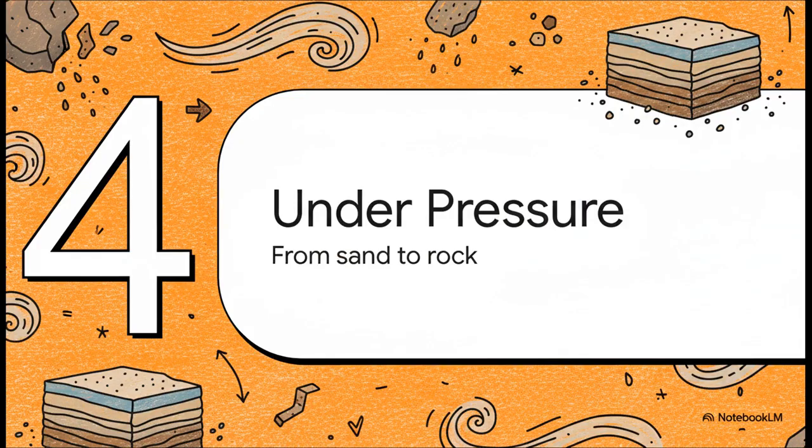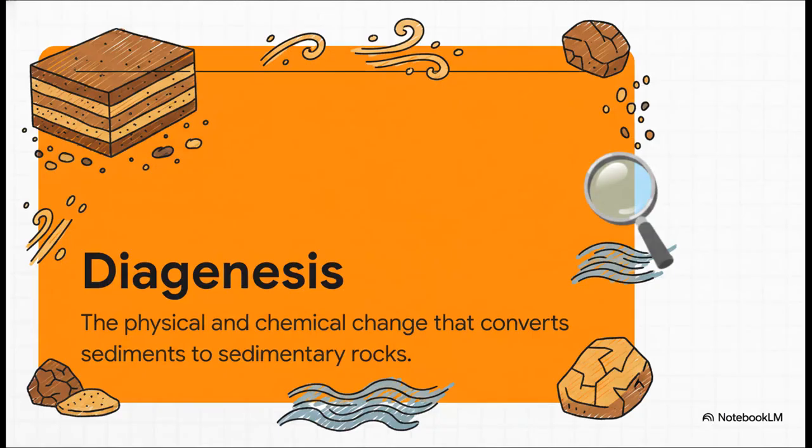Okay, so our grain of sand has been created, it's been transported, and it's been deposited. It's now resting with billions and billions of other grains. But here's the thing, it's not a rock yet. For that to happen, it has to go under some serious pressure. The scientific term for this whole transformation is diagenesis. It's basically a catch-all word for everything that happens after deposition, as that loose sediment gets buried deeper and deeper, turning it from just a pile of sand into a solid sandstone.